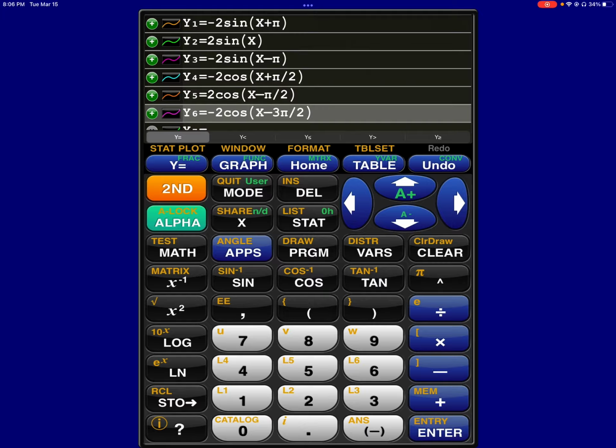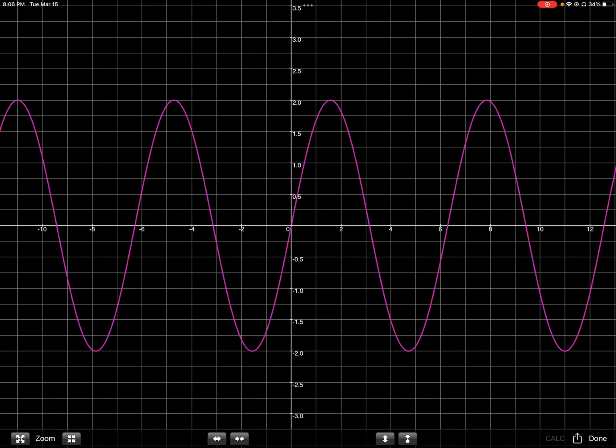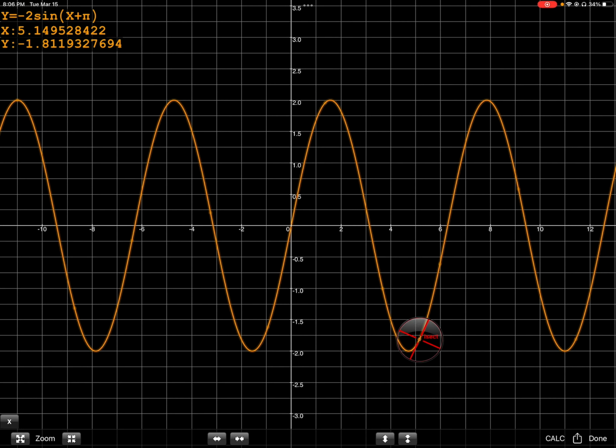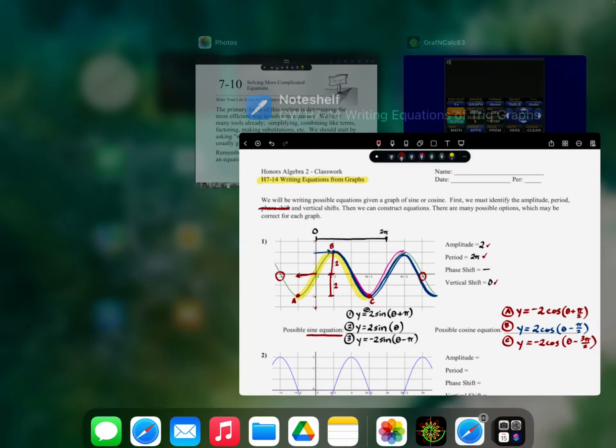Okay, so when we look at our graph, all you see is one graph on here, which is a good sign, because if you see multiple graphs, then one of your graphs is off. We have all of our functions on here, so they all overlap because they all give us the exact same function. All right, let's go back to it now.